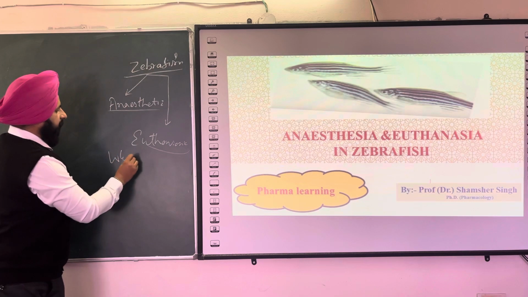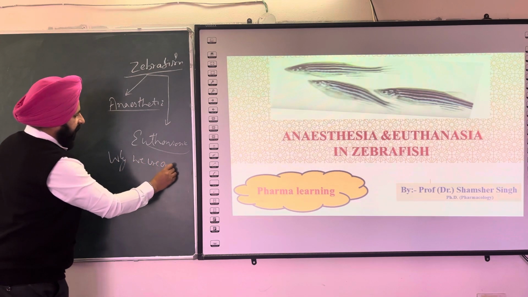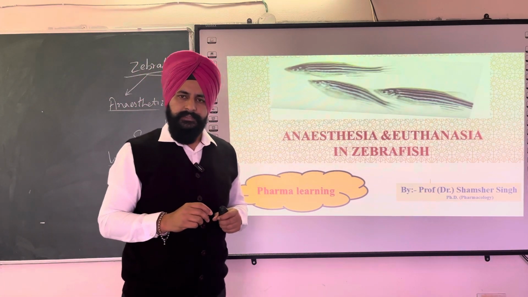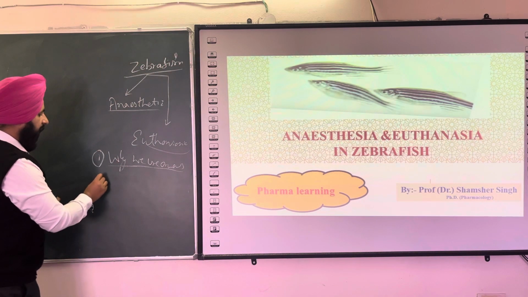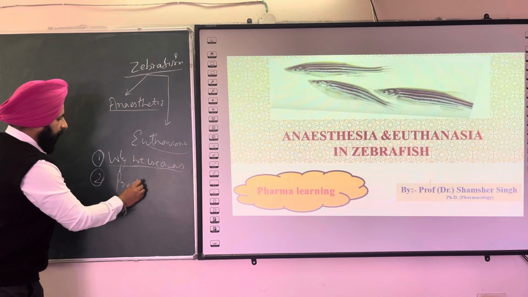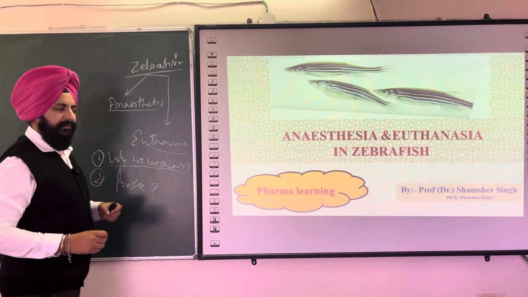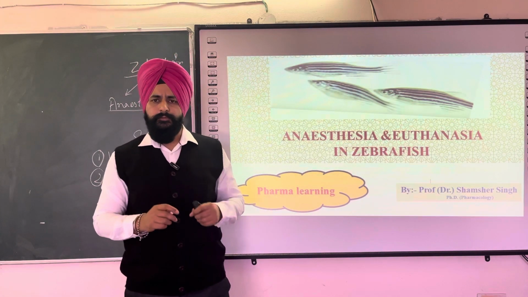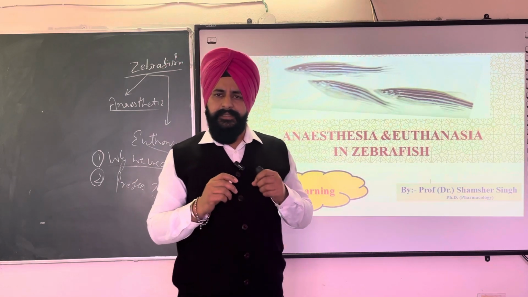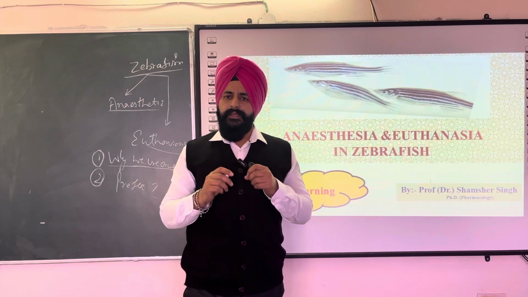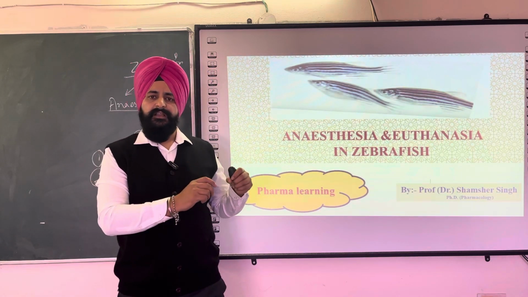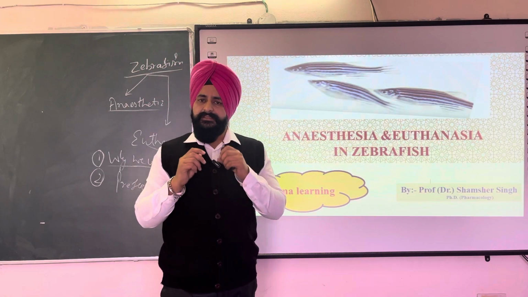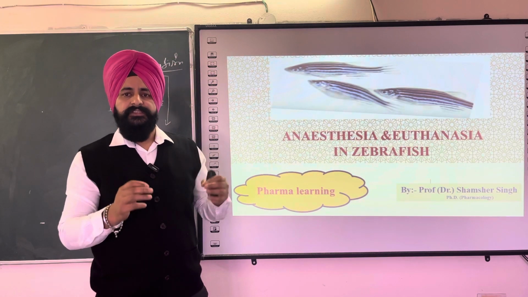So basically I will discuss with you some of the basic concepts: why we prefer anesthetics in animals and why we use anesthetics. The first thing is which type of anesthetics we should use, and the second thing is how they will be preferred, because there are a lot of questions related to anesthetics. Whenever you perform experiments with small animals like a zebrafish, it is necessary that we anesthetize the animal.